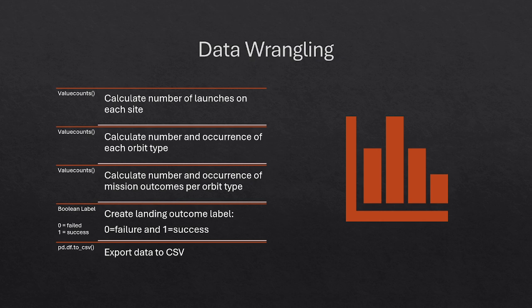Obviously, the mission outcomes are important to me, and that's why I'm creating this landing outcome label to simplify it into a Boolean: 0, the rocket failed to land successfully; 1, it successfully landed. And then I'm exporting all this back out to a CSV.